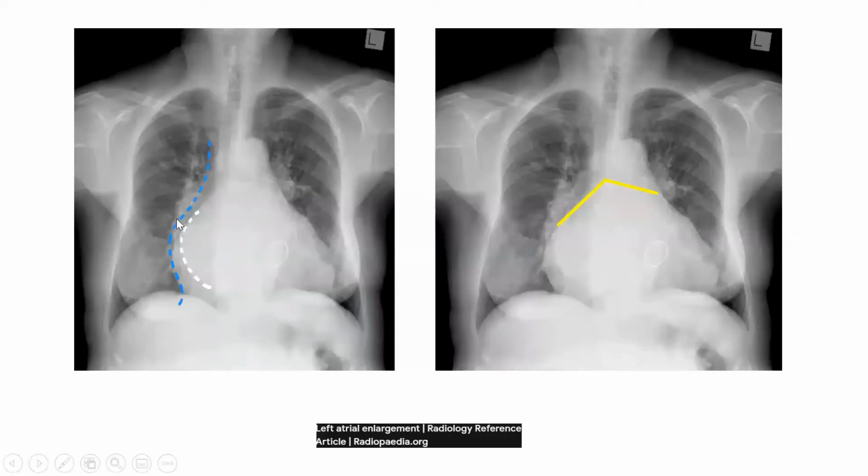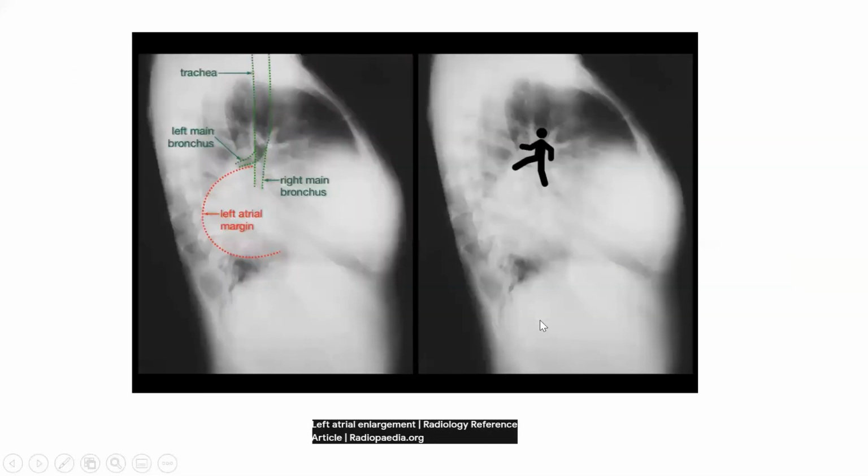You see the density of the RA overlapping with the density of the left atrium. And here is splaying of the carina, the angle is more than 90 degrees. And if you do the lateral X-ray, you will see that the splaying of the carina takes this sign, which they call the walking man sign. Walking man sign, because you see the left main bronchus and the right main bronchus displayed this way. It looks like a walking man.